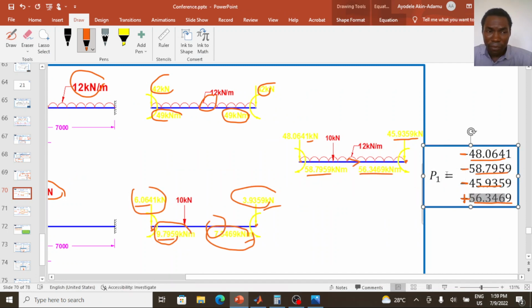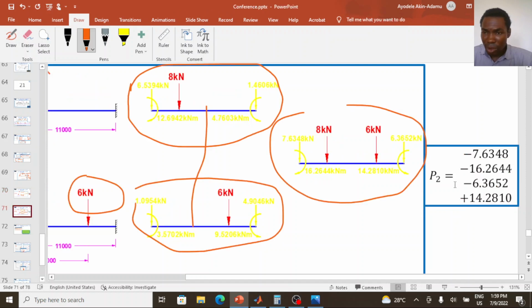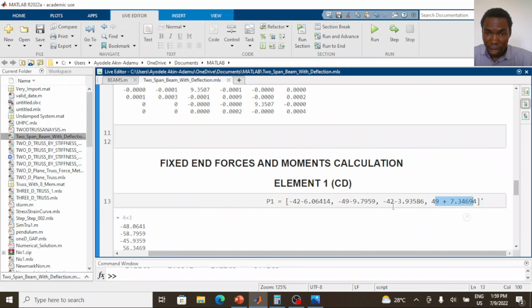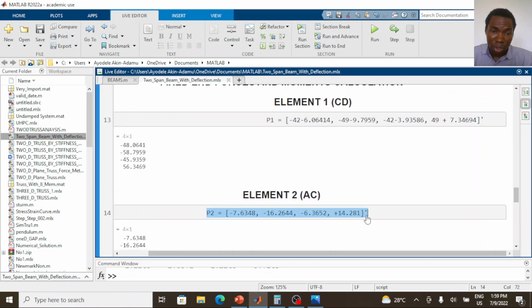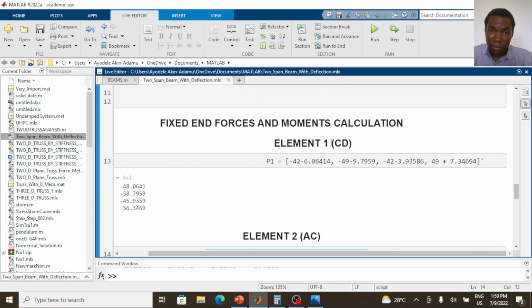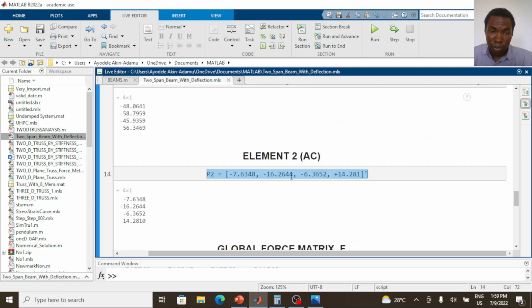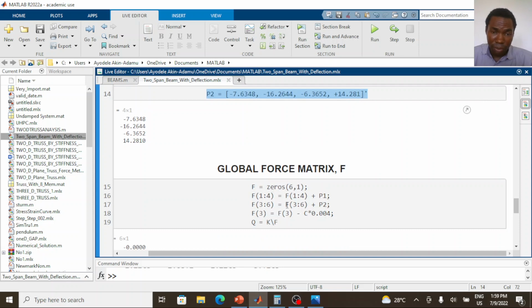So this is for the first element, this is for the second element. I did the calculation manually and I entered the value in MATLAB. So this is for element 1. This P2 is for element 2. So these are the force vectors for the two finite elements, P1 and P2. So I've defined it now.